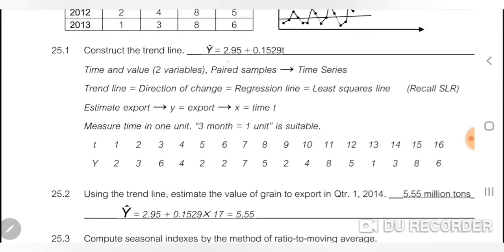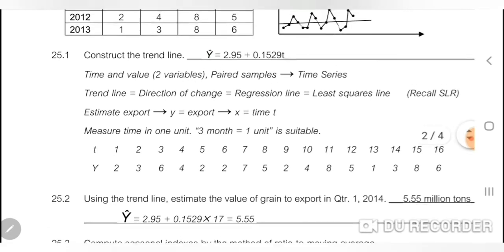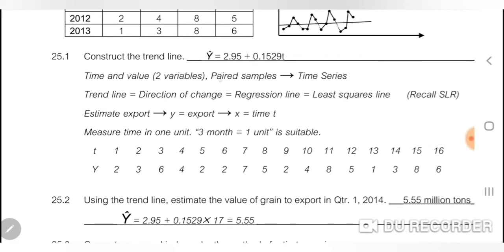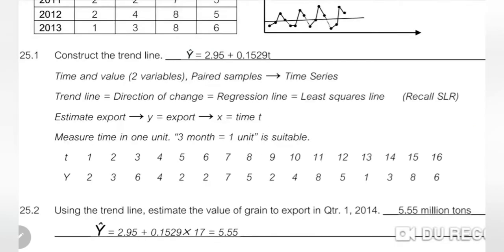You will see 2.95. Press B. You will get 0.1529 to the nearest fourth decimal. Therefore, you get the answer to 25.1. Y hat is equal to 2.95 plus 0.1529t. The purpose of constructing the regression line is estimating.